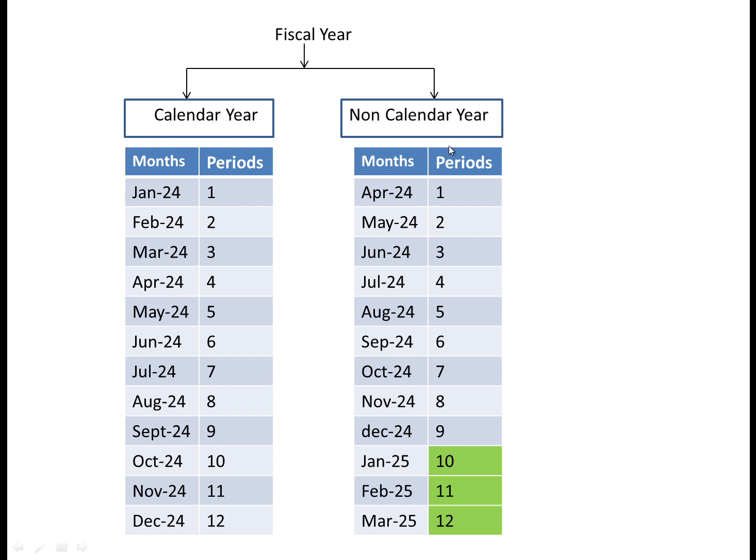Likewise, if we take a non-calendar year, for example, April 2024 to March 2025, April will be the first posting period and March 2025 will be the 12th posting period. If you take July to June, July will be the first posting period and June will be the 12th posting period. This is known as a non-calendar year.